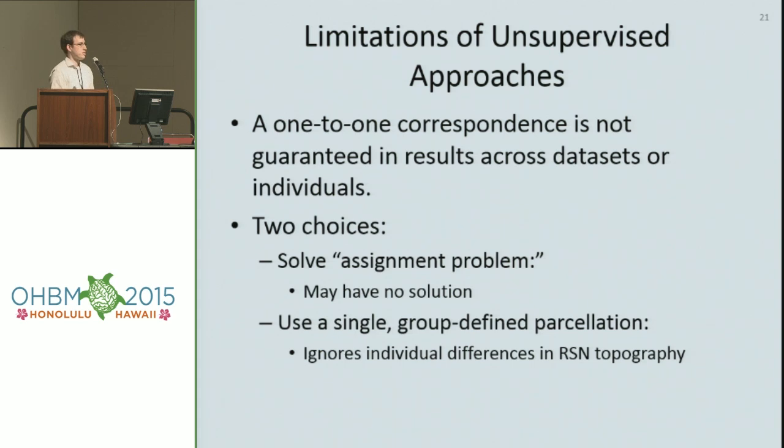So we have two choices, as I see it, on how to handle this problem. We can either try to solve an assignment problem, which is matching up components across individuals or across data sets before doing our analysis, a problem that may have no solution if, for example, your ICA did not find all the same components in two individuals or in two groups. Or we can use a single group-defined parcellation and apply it to everyone. This, of course, ignores individual differences in RSN topography.